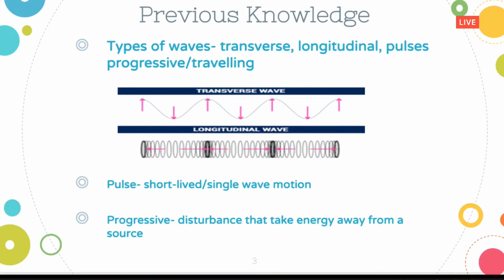Now, you may also see terms such as progressive and traveling waves. Now, these two terms are used interchangeably, and they just mean that the wave is carrying energy from one point to another, so from a source outwards. So all waves basically are progressive or traveling waves.